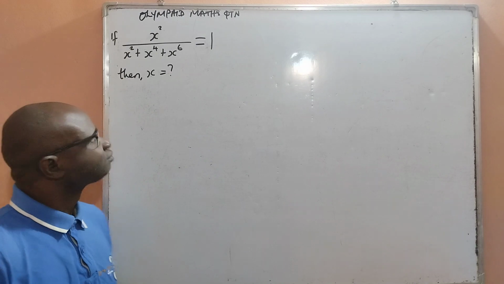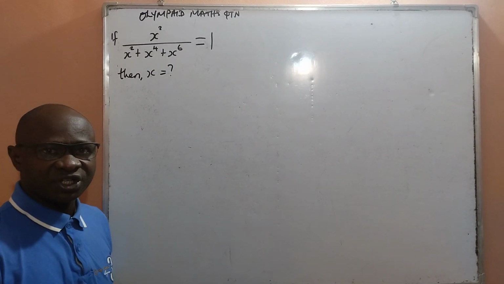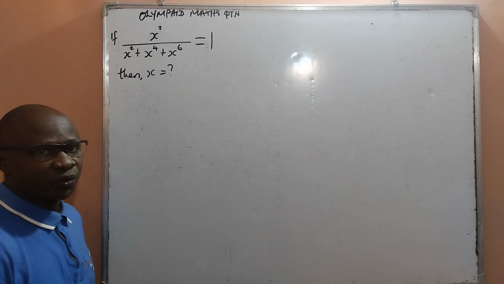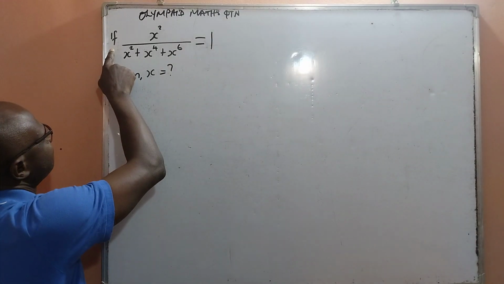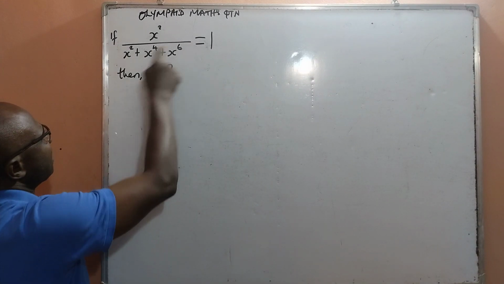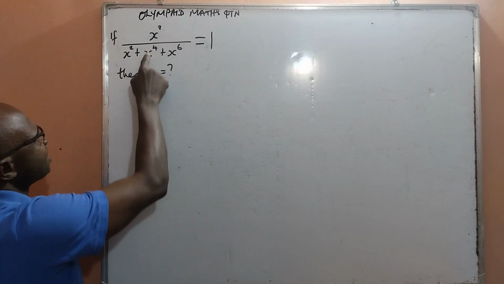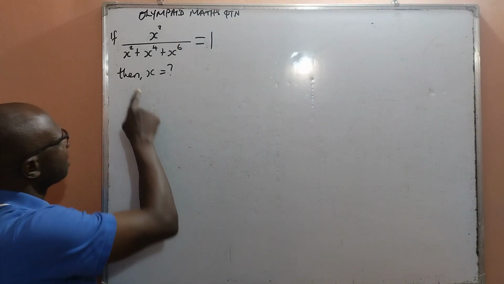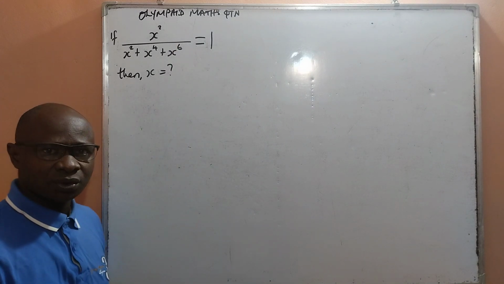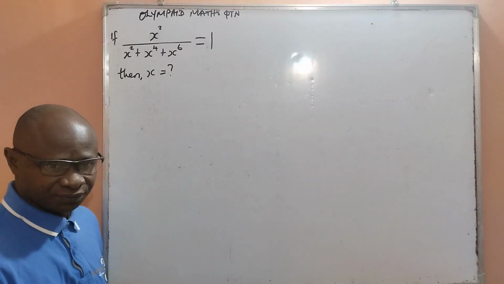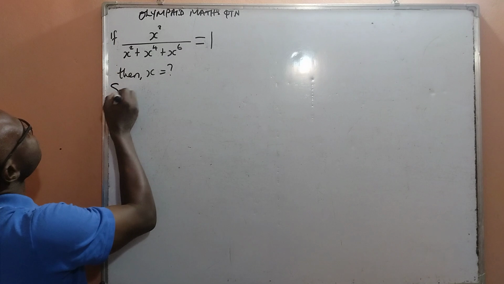Welcome viewers. In today's mathematics and Olympiad math question, we have: if x raised to the power 2 divided by x raised to the power 2 plus x raised to the power 4 plus x raised to the power 6 is equal to 1, then x will be equal to what? Okay, let us solve. Solution.